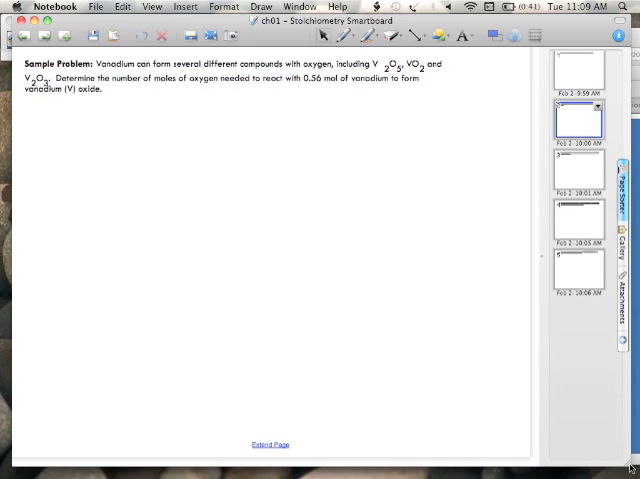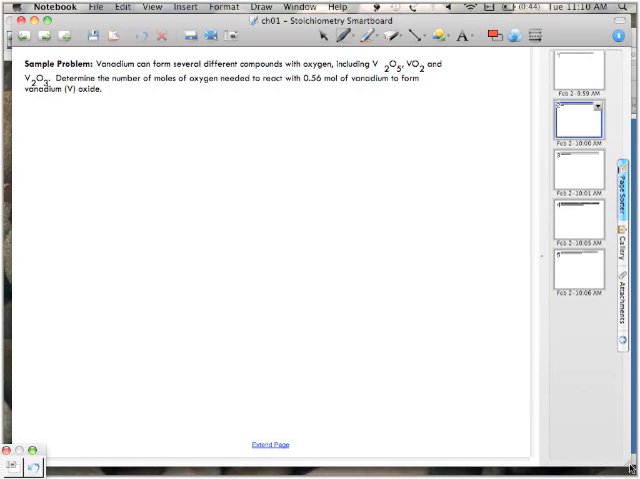Let's look at this sample problem here. Vanadium can form several different compounds with oxygen, including V2O5, VO2, and V2O3. Determine the number of moles of oxygen needed to react with 0.56 moles of vanadium to form vanadium 5 oxide.